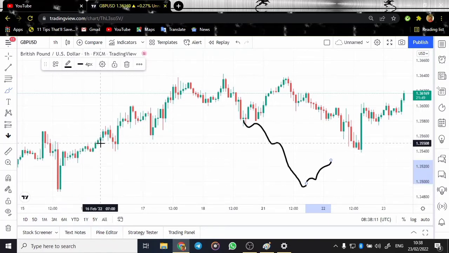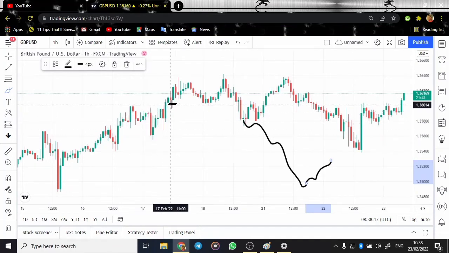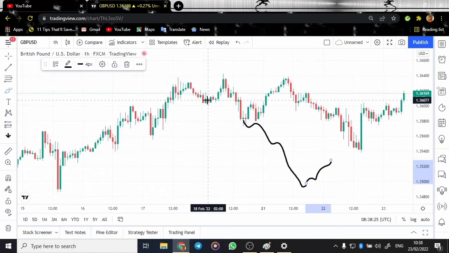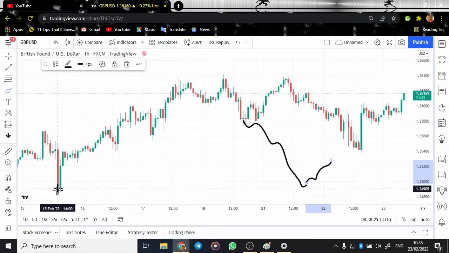So looking at this market structure, I say I do want to buy the pound, but I don't want to buy it up here or here, because it looks a bit more expensive. Where do I want to buy the pound? I can go back to a level where it was nearly as cheap as previously. So you come down here and say this was the cheapest price for this day.